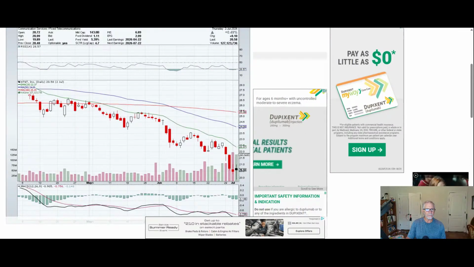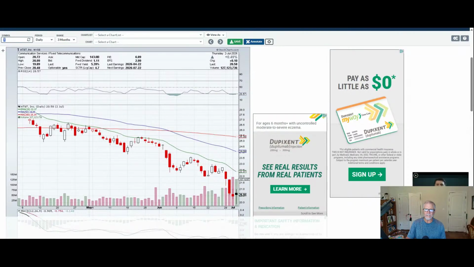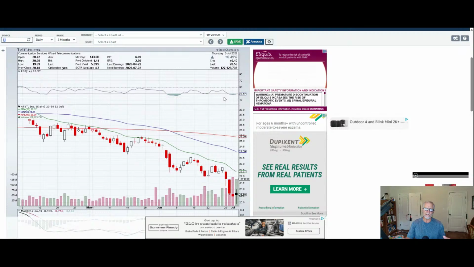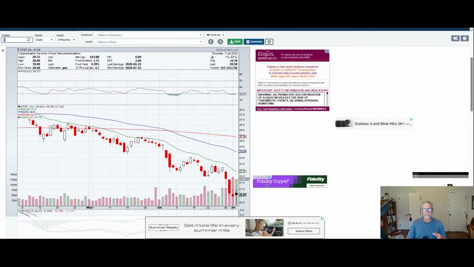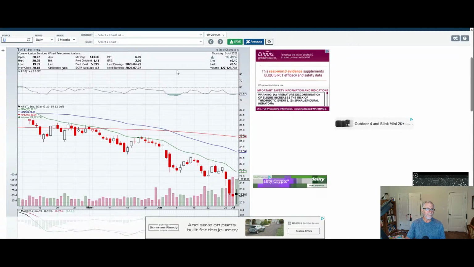But here's your stockcharts.com and AT&T. And right here is your 70 and your 30 RSI. And AT&T's at 28.57. So you can go to stockcharts.com and check that out. Probably messed that up a little bit. But anyway, I'll go back over it real quick.